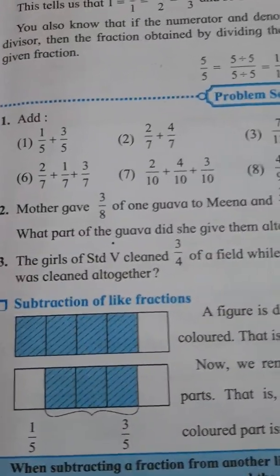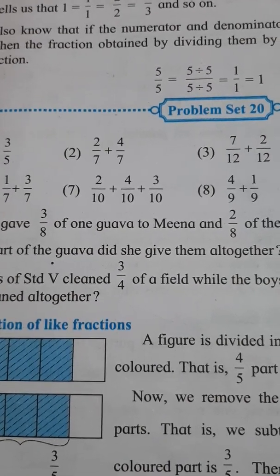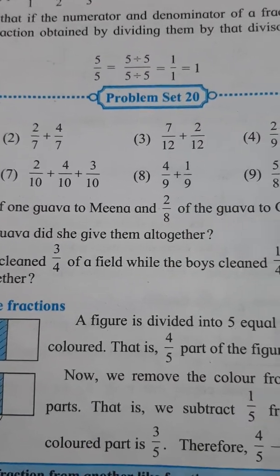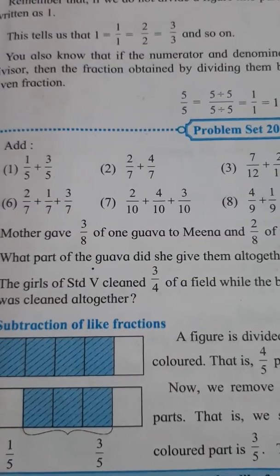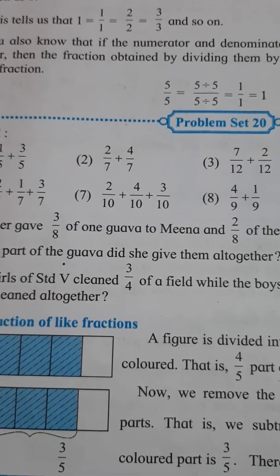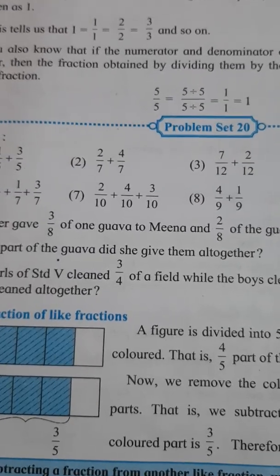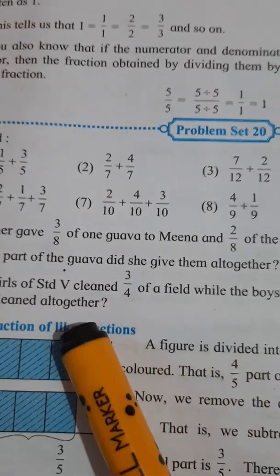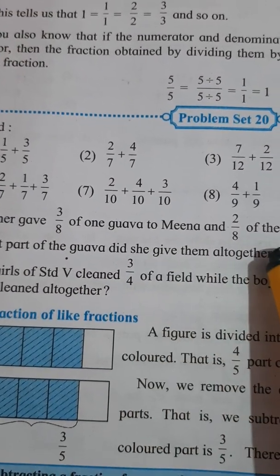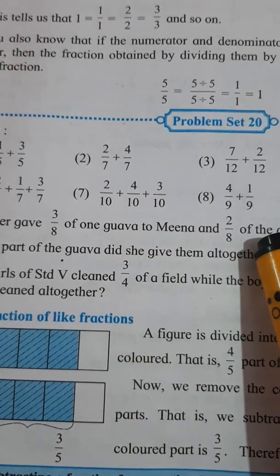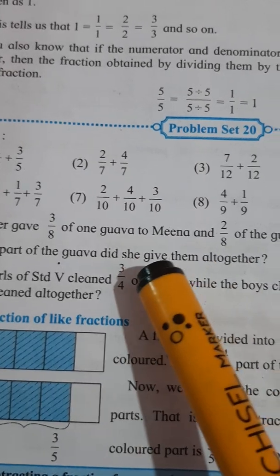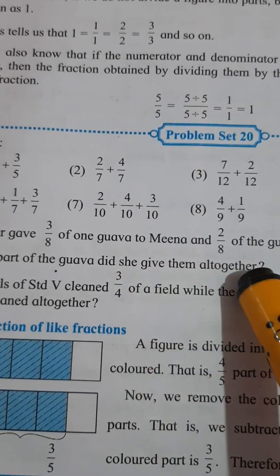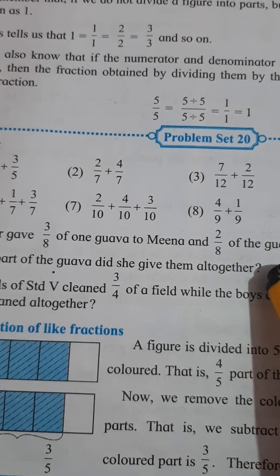See here. Mother gave 3 upon 8 of one gawa to Meena and 2 upon 8 of the gawa to Geeta. What part of the gawa did she give them all together? You know it very well. Whenever you read the problem and see that all together, it indicates it is a sum of fractions, because together how much gawa mother gave to these two girls, Meena and Geeta, that we want to find out. So simple addition of fractions.